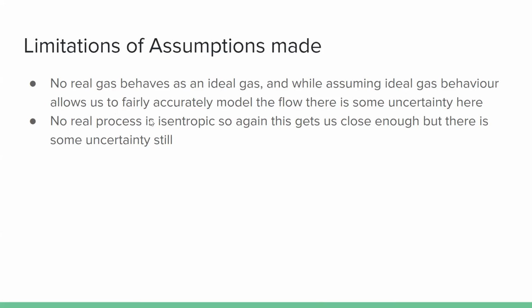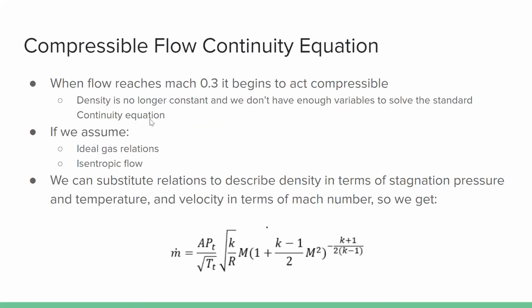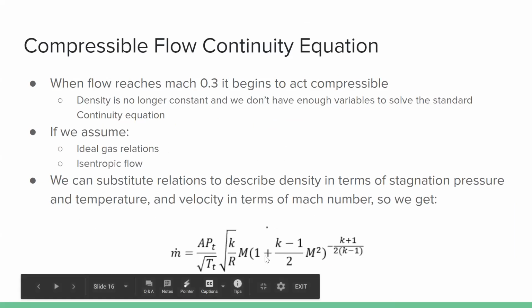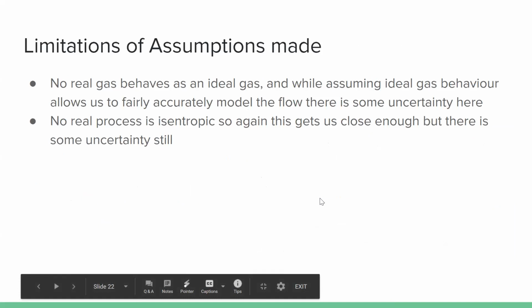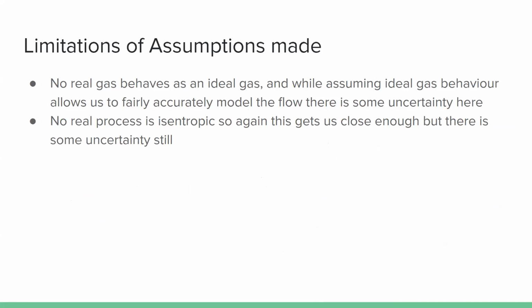And again, the relations that we used to derive this ugly equation also assumed isentropic, no entropy generation, no entropy transfer. So that's just another way that it's not quite accurate, because no actual process is entirely isentropic. So again, those relations will be slightly off, but usually will be close enough.